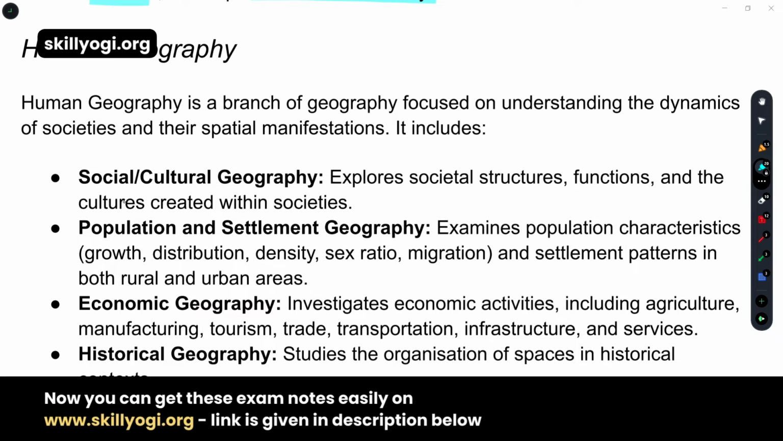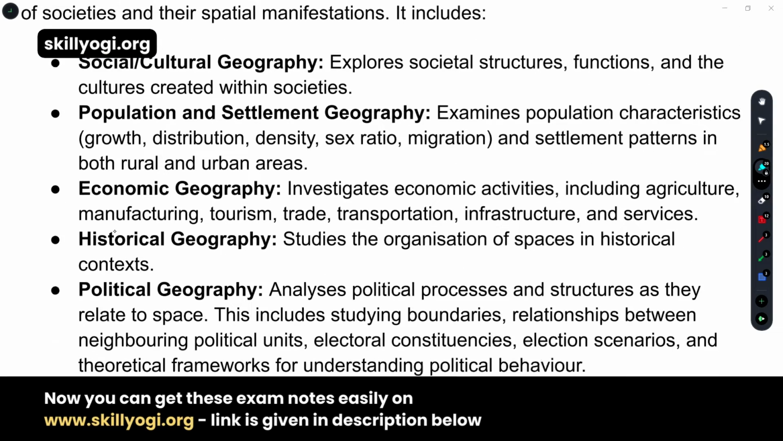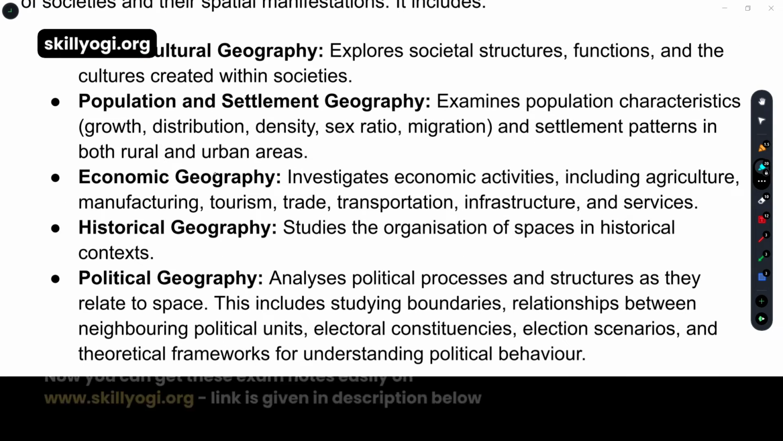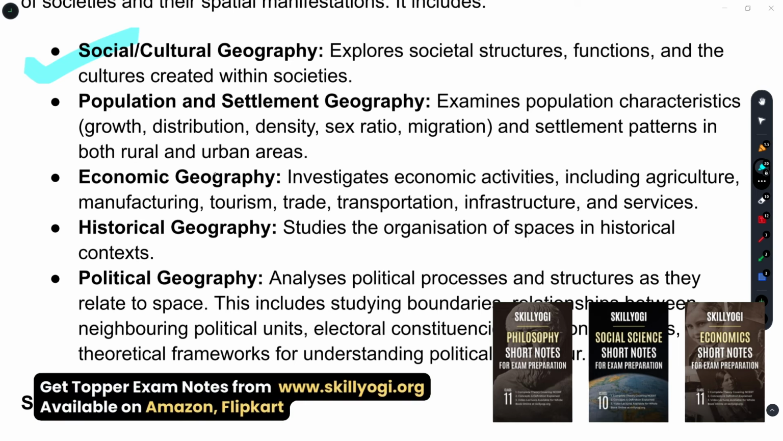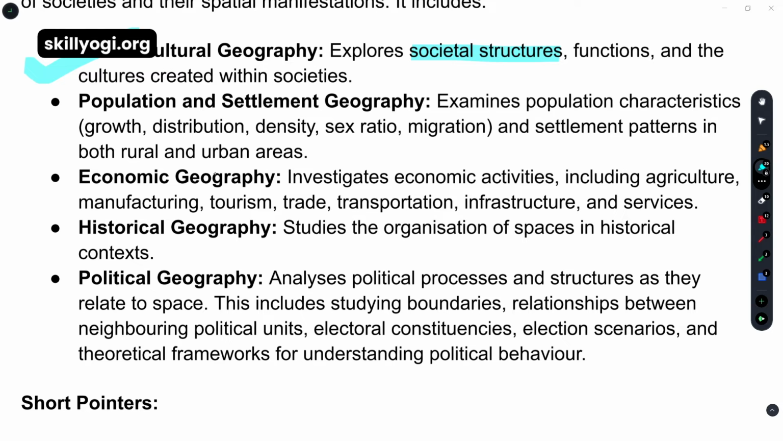Coming to human geography as per the systematic approach. Now the systematic approach is going on; the regional approach has not come. The first one is social and cultural geography, which explores societal structures. From the words we can also get this idea: functions and the cultures created within societies.